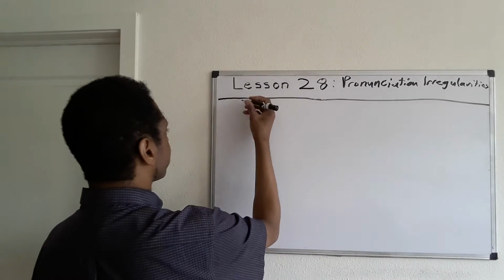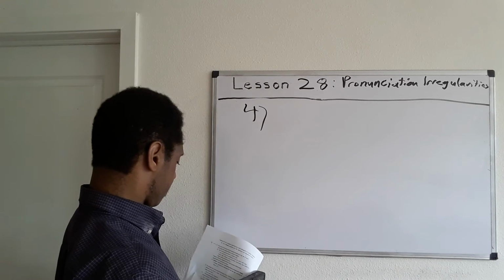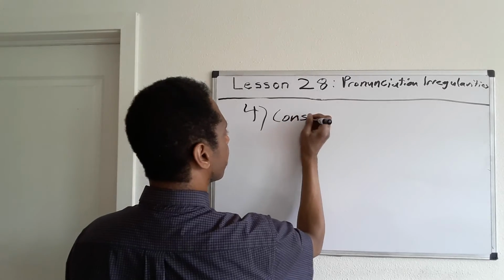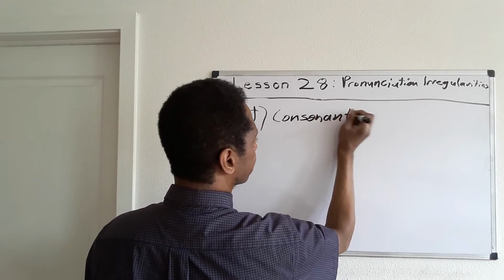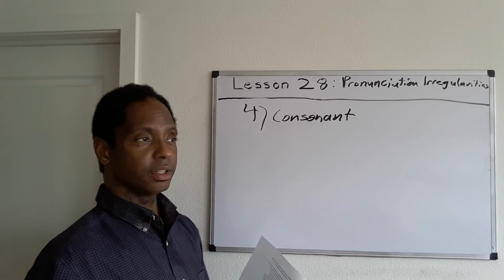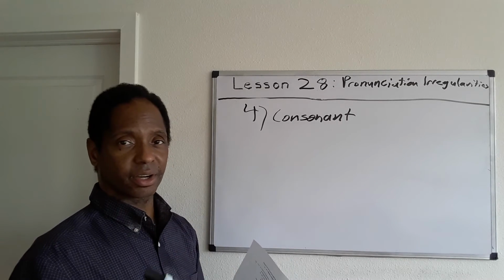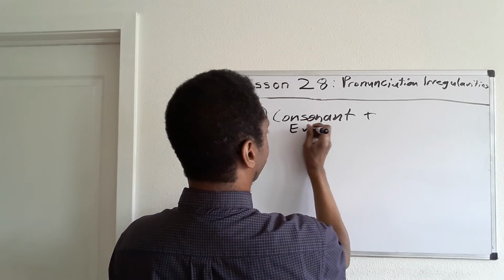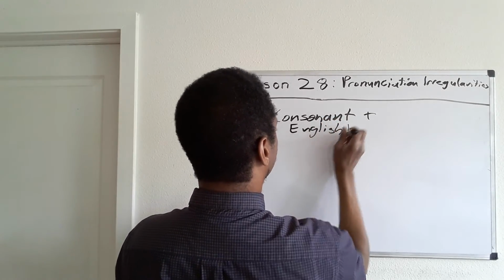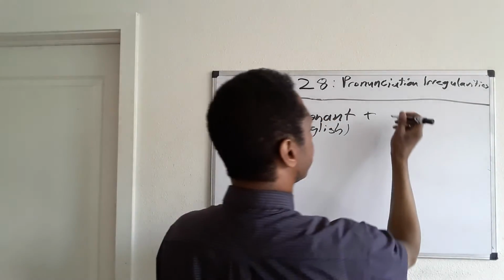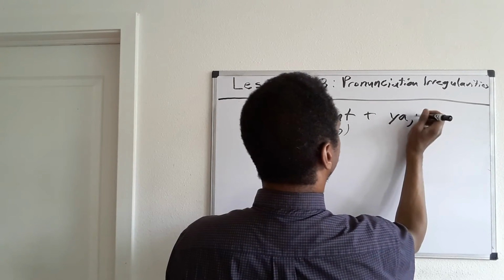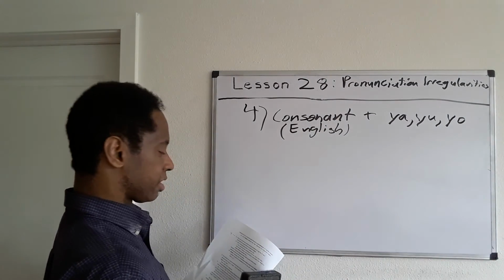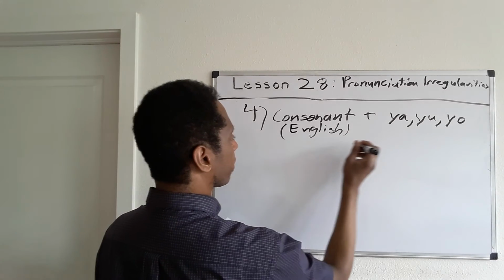Another irregularity would be a consonant. You know, a consonant is anything that's not a vowel, okay? All other letters, you know, in English, there's all letters that aren't vowels, okay? An English consonant plus ya, yu, or yo, okay? You just merge them together, okay? Merges.